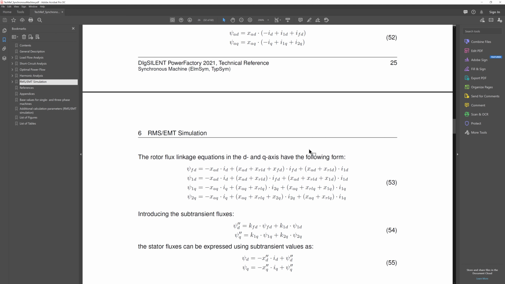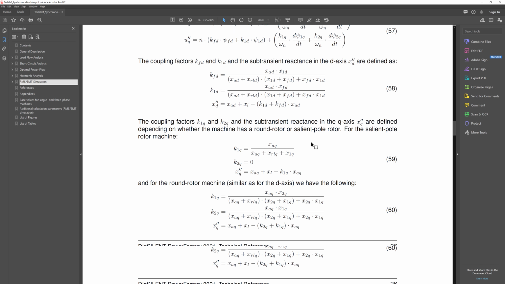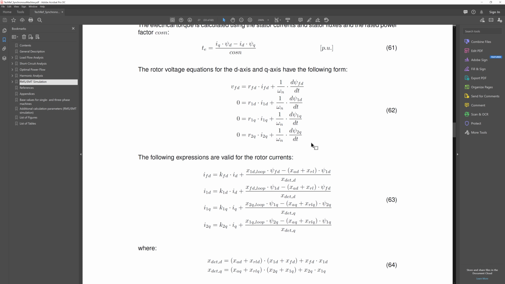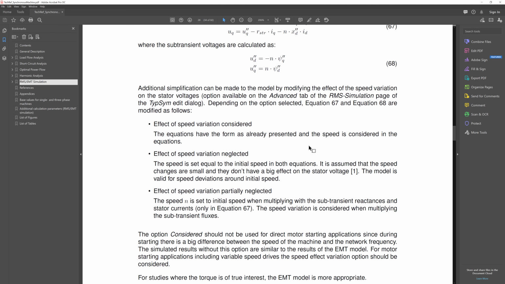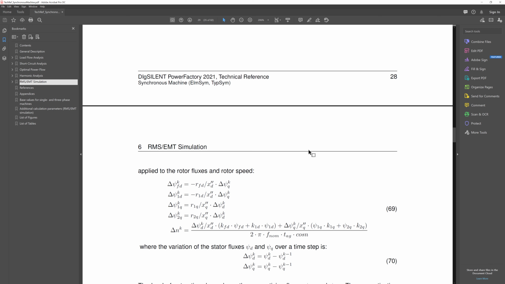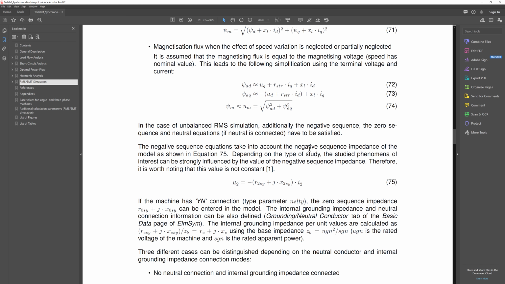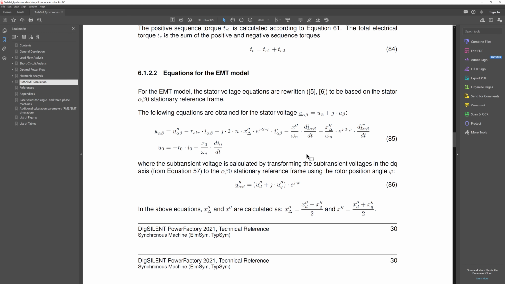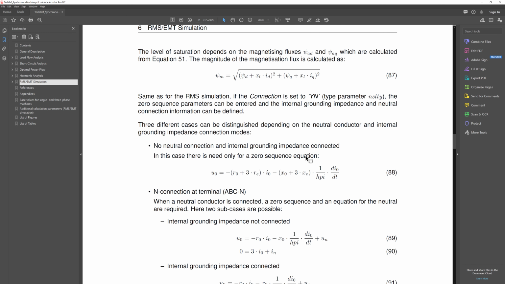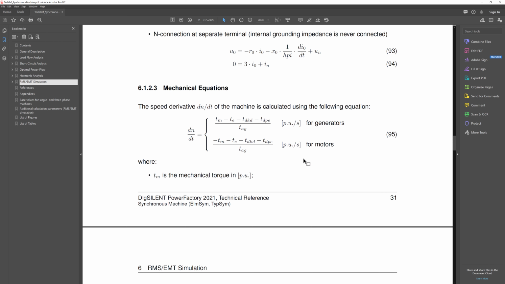That is the most serious representation that you can do for the synchronous machine. Of course, the Q axis, okay? And then if you keep going here, this is the equation, then we have the equation for the RMS model, and keep going, this is the incremental components, RMS component, and this is the AMT model, and okay, here we have the mechanical equations, okay? This equation over here is the mechanical equation used by PowerFactory to solve the dynamic, okay?